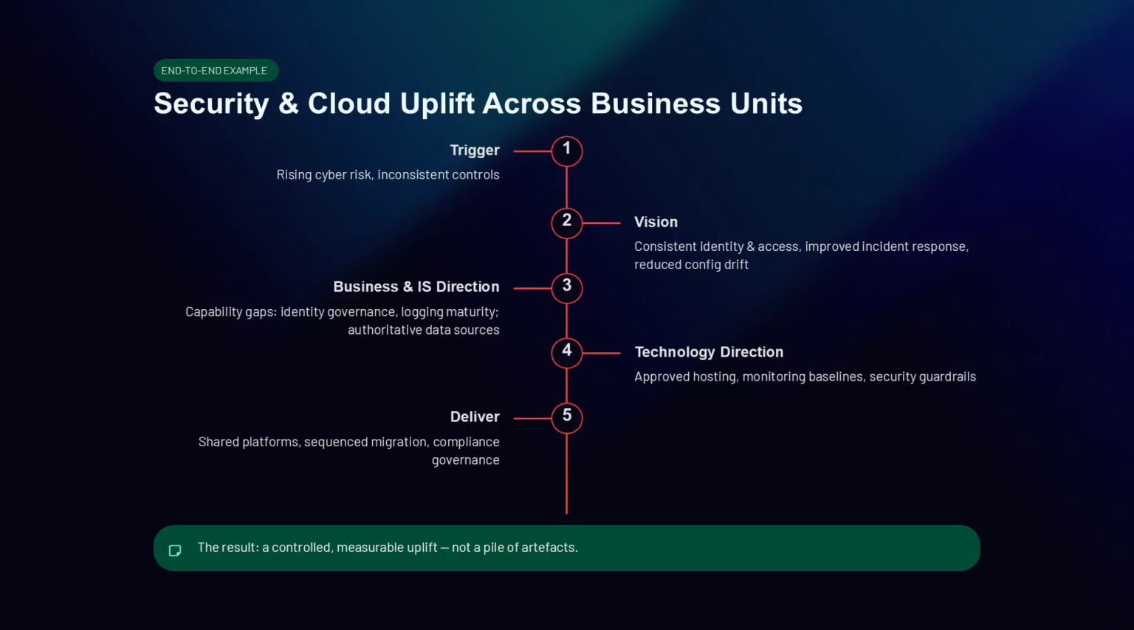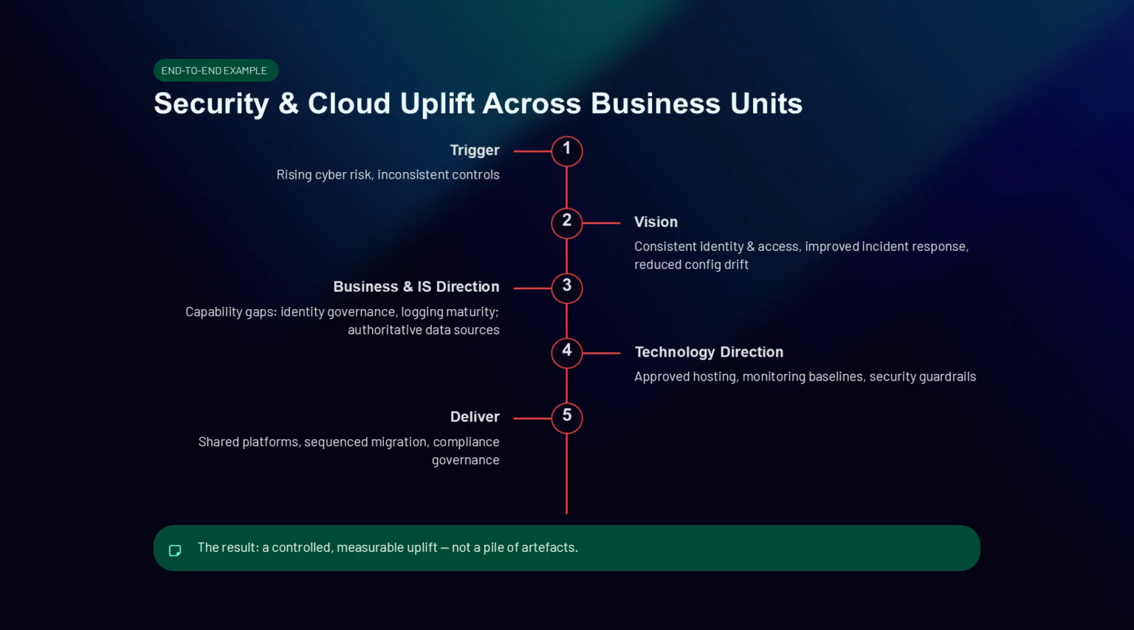You create a vision that defines outcomes such as consistent identity and access, improved incident response readiness, and reduced configuration drift. You map value streams such as incident response and access provisioning, and identify capability gaps such as identity governance and logging maturity. You define information systems direction such as authoritative data sources for identity and asset inventory.